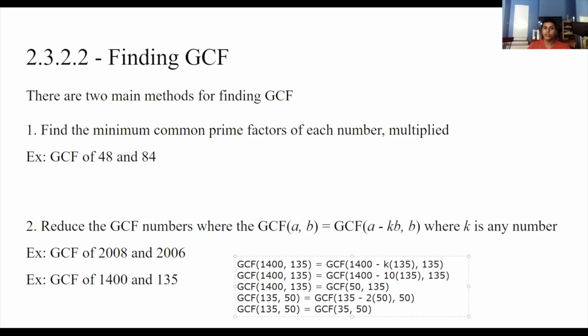Now if you were to try and find the GCF of these two numbers, you could probably do it in your head. It would be a lot easier than if you tried to do it from 1,400 and 135. I could just do this in my head and say the GCF of these two numbers is 5, because they're both divisible by 5, but there's no larger number that they're both divisible by. So the greatest common factor of 35 and 50 is just 5, which means that the greatest common factor of 135 and 50 is also 5. And since we got that from 1,400 and 135, then the greatest common factor of 1,400 and 135 is just 5.